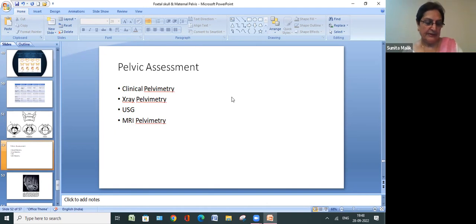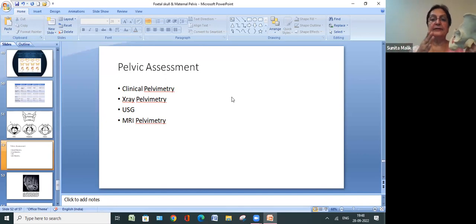The basic principle of clinical pelvimetry is that the patient should be comfortable, relaxed, and informed consent should be taken, and you should put your fingers. The first thing is you should know the dimensions of your hand.